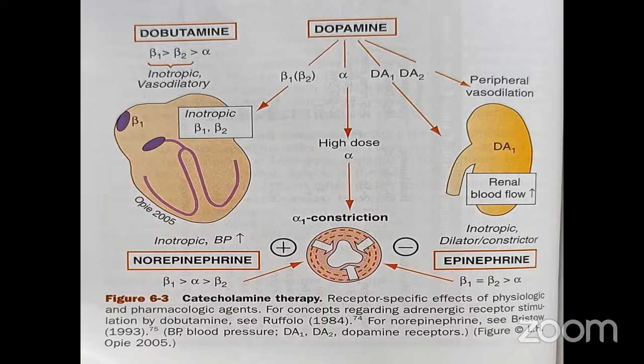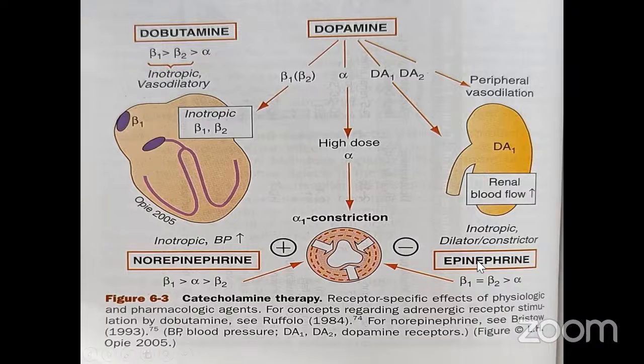Now, dopamine acts at three doses: the lowest dose on beta 1, beta 2 receptors, the moderate dose on DA1, DA2 apart from beta 1, beta 2, and the highest dose on alpha. Dobutamine acts mainly on beta 1, that is mainly on the heart. Norepinephrine, beta 1 more than alpha, more than beta 2, but mainly causes vasoconstriction and inotropic effects. And epinephrine has got beta 1 equals beta 2, which is greater than alpha.